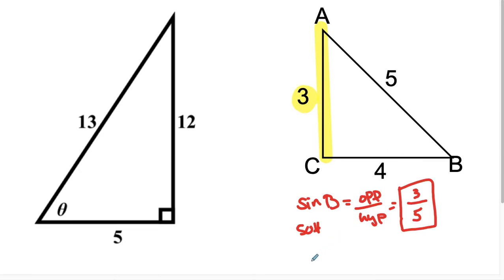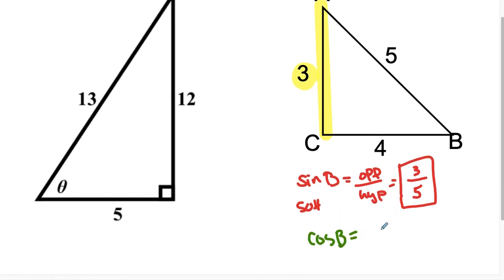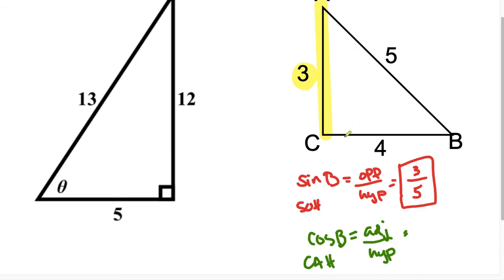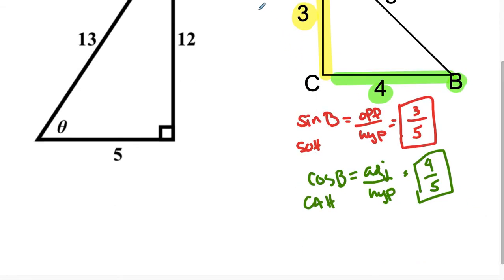Now cosine of B, which is identified as adjacent over hypotenuse, so CAH. The adjacent side next to B is 4, so that is 4 over the hypotenuse, which is 5. So that's the ratio, 4 to 5, of cosine.